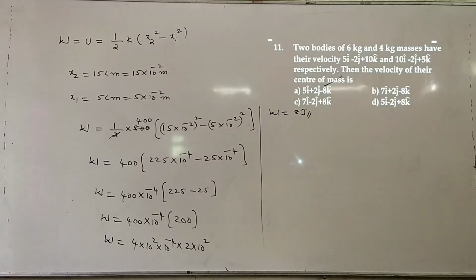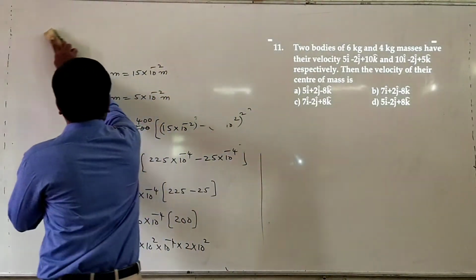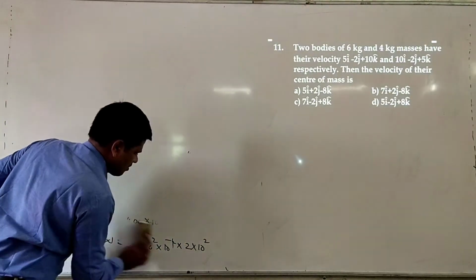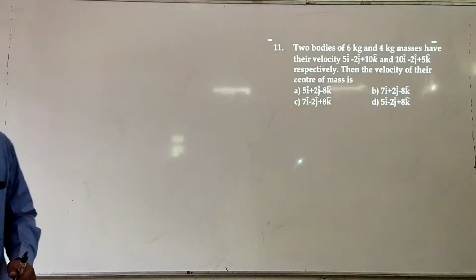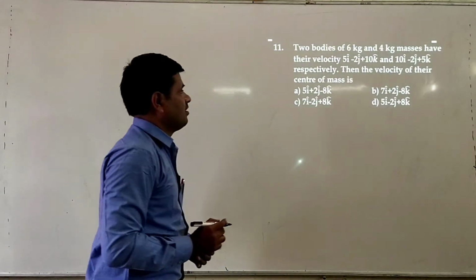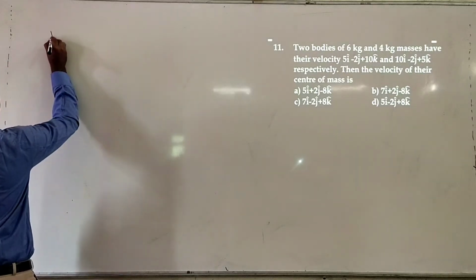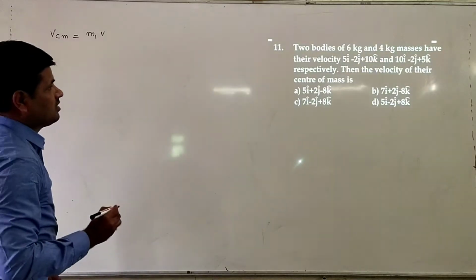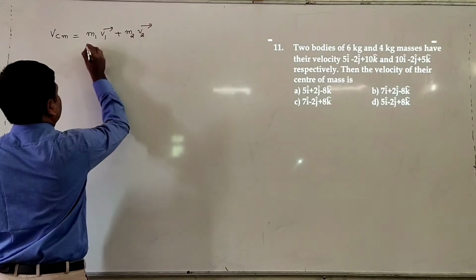Next we go to question number 11. What is question number 11? See here, two bodies of 6 kg and 4 kg masses have their velocities. Velocity is given. The velocity of center of mass is asked in the question. The velocity of center of mass formula: VCM is equal to m1 v1 bar plus m2 v2 bar by m1 plus m2.